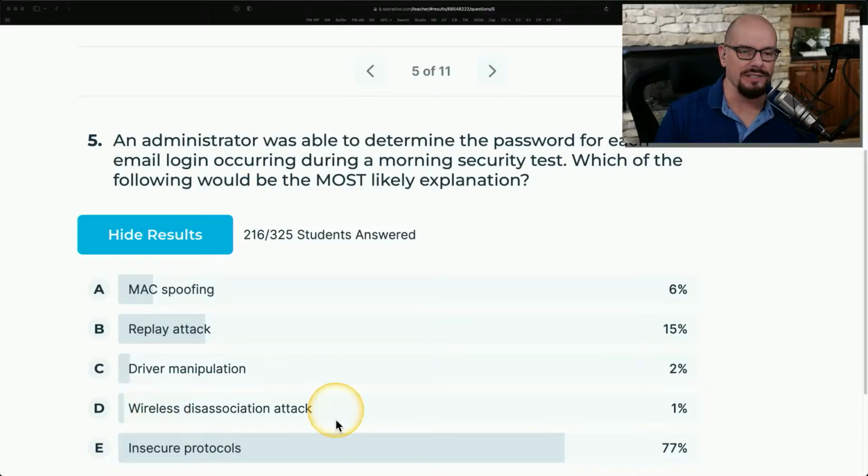And lastly, a wireless disassociation attack is a denial of service. It takes people on the wireless network and boots them off. Does not give you any special access to their email and certainly will not tell you their email password. The only option here that makes any sense, the one that is most likely, I guess two makes sense, but only one is most likely. Indeed, insecure protocols are most likely in this case to be the explanation for this, because we were able to get everyone's password. And that's a pretty unusual thing to happen.